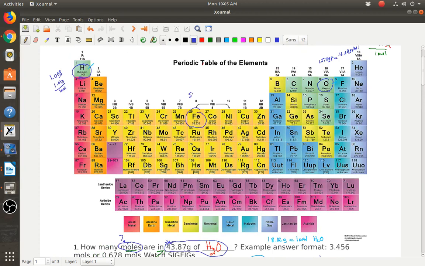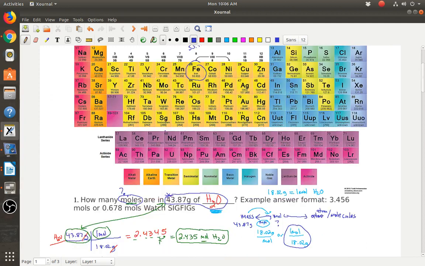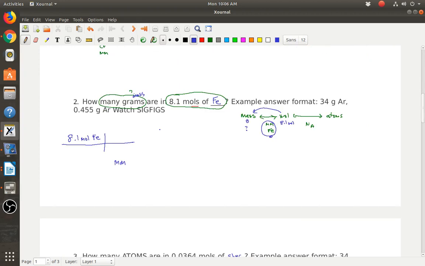55.93. So 55.933. I need to round to 2 decimal places. 55.93 grams in 1 mole. Or the other conversion factor would have been 1 mole weighs 55.93 grams for iron only. This is only for iron, not for anything else. All the numbers for molar mass of atoms come from the periodic chart. So 55.93 grams in 1 mole.